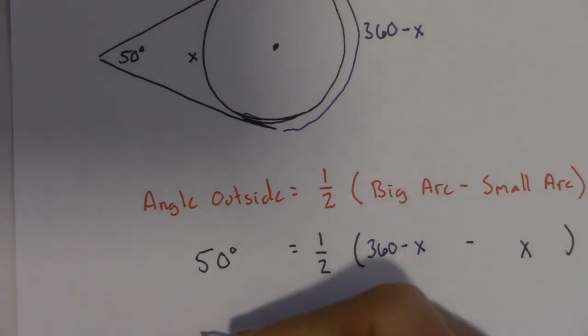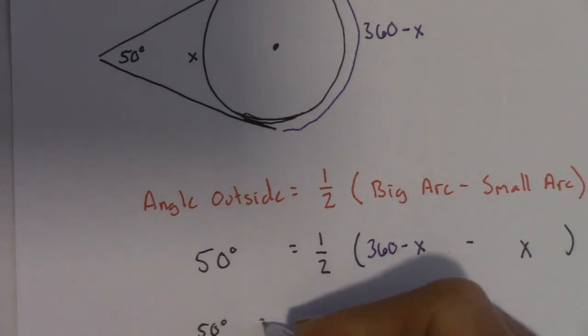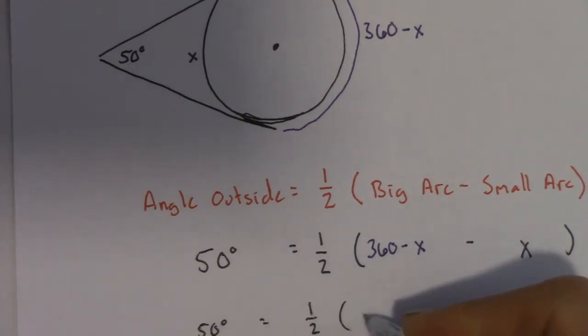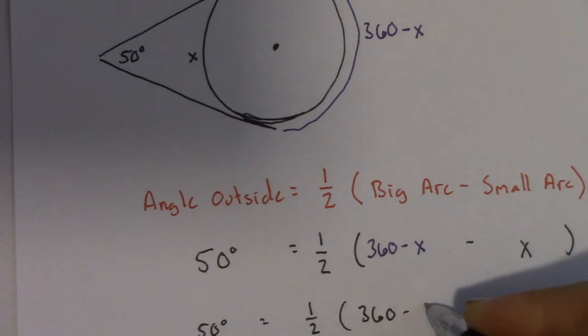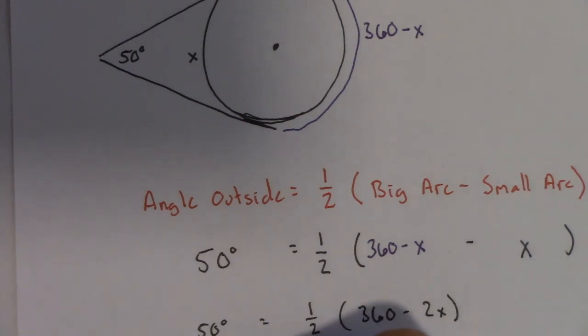Now let's do a little cleanup. We've got 50 degrees is equal to 1/2 times 360 minus x. 50 degrees is equal to, I'm going to distribute the 1/2, I've got 180 minus x. And if I add x over and subtract 50, I get that x equals 130 degrees.